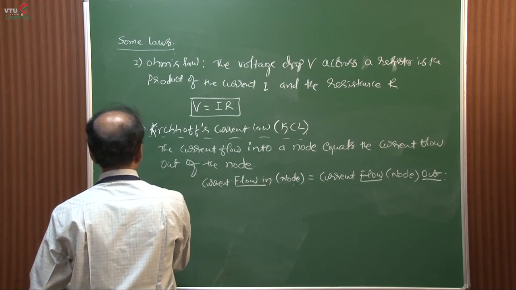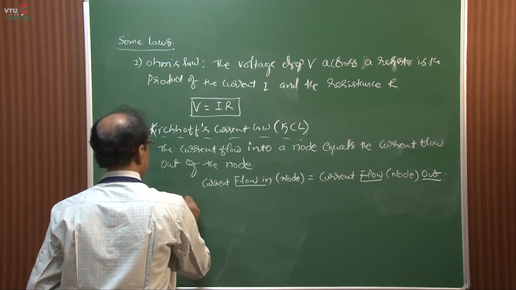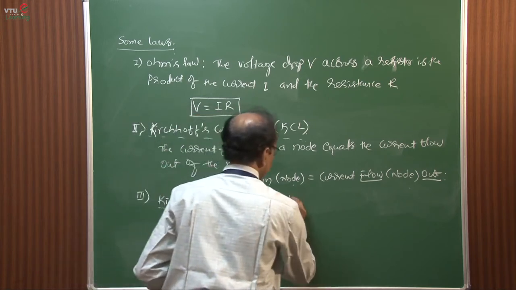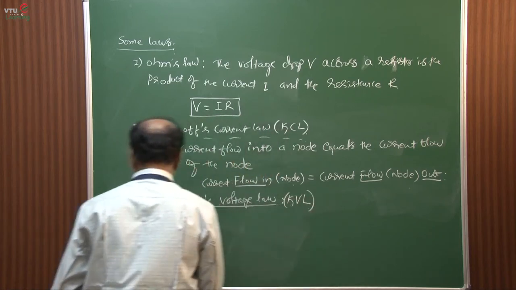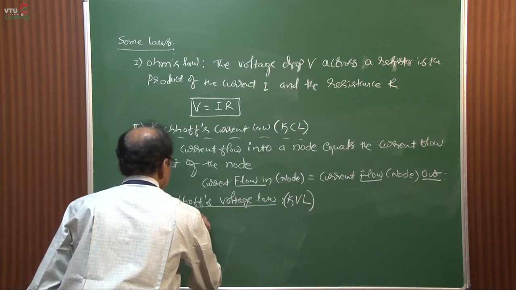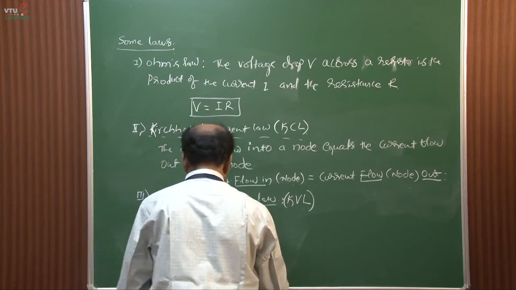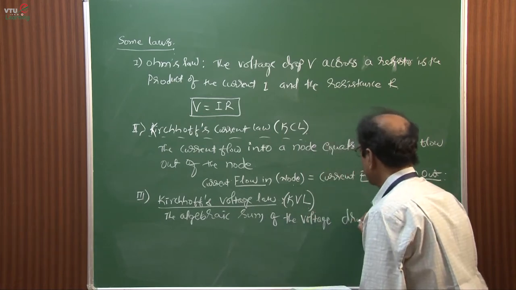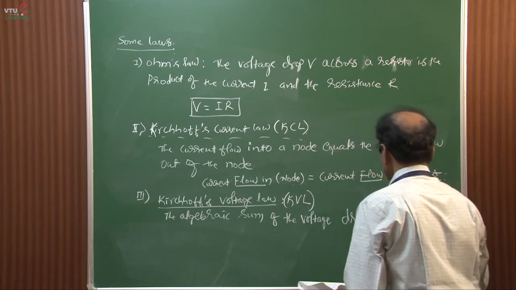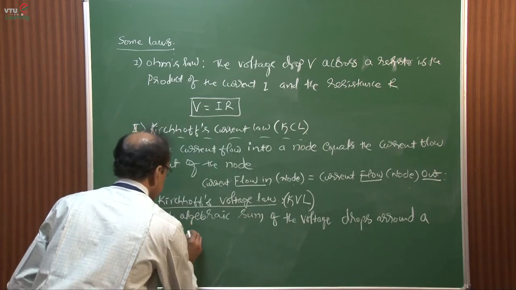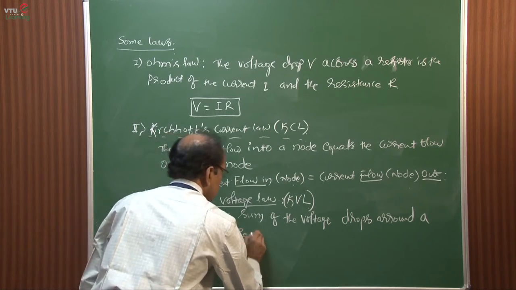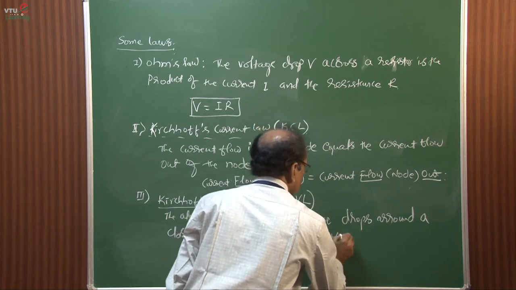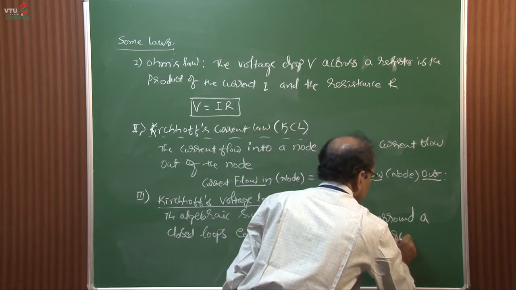Next, third one, Kirchhoff voltage law, in short form KVL. The algebraic sum of the voltage drops around closed loops equals the total voltage source in the loop.